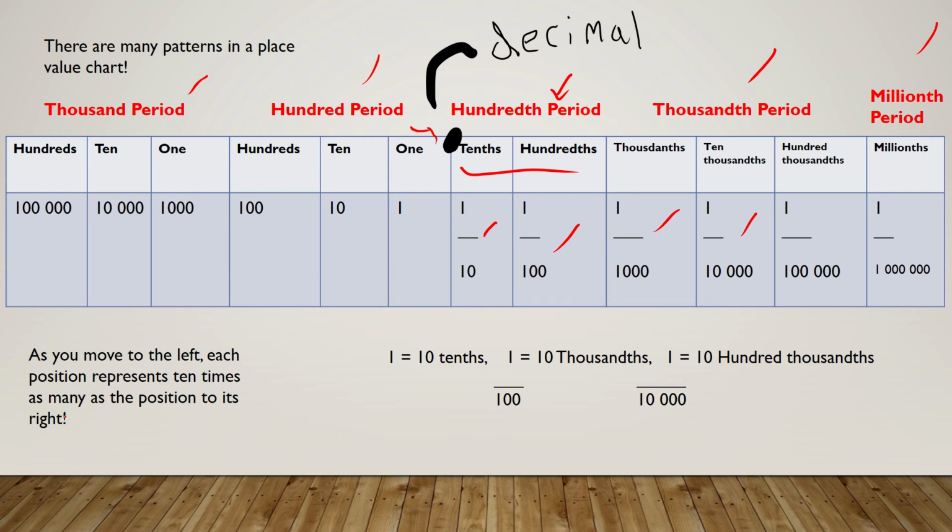As you move to the left, each position represents 10 times as many as the position to its right. So here, the number 1 equals 10 tenths. Here we have 1 over 100, and we get 10 thousandths. And here we have 1 over 10,000, which equals 10 hundred thousandths. So we're going to keep going with this.